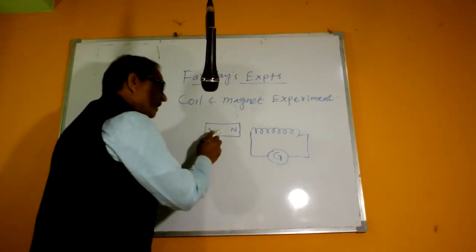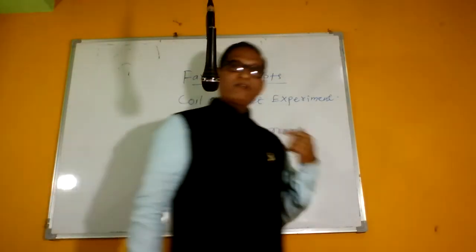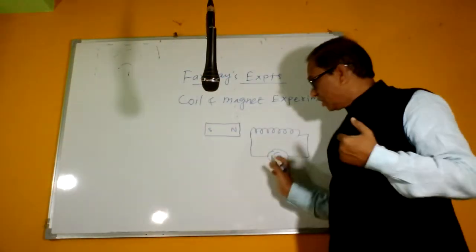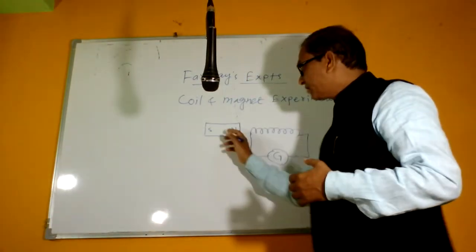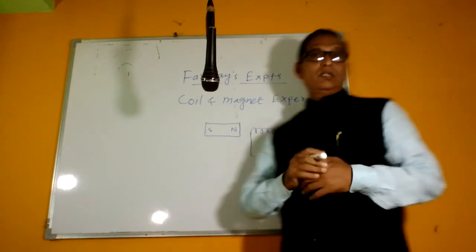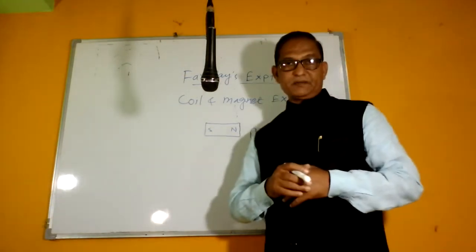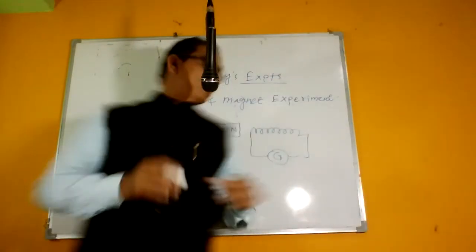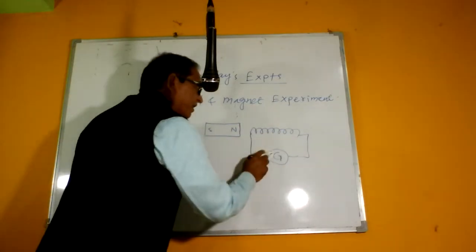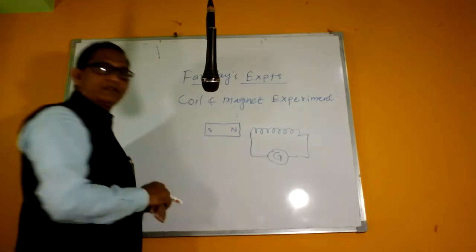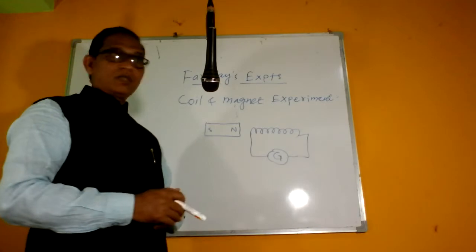If there is a relative motion between this coil and magnet, then only we will find the deflection in the galvanometer. And if there is no relative motion between the bar magnet and the coil, we will not find any type of deflection in the galvanometer. Now suppose we move this magnet towards the coil, then we will find a deflection in the galvanometer, that means that current is set up in the coil.